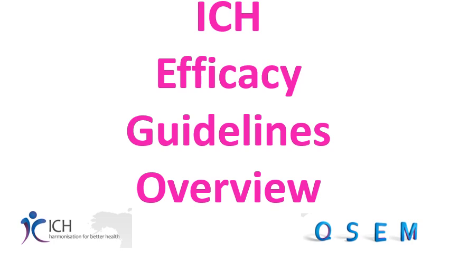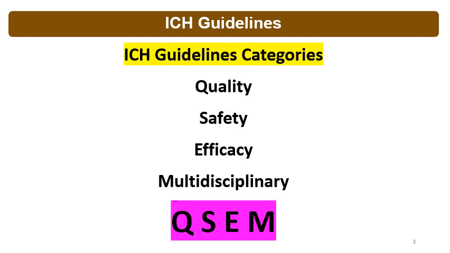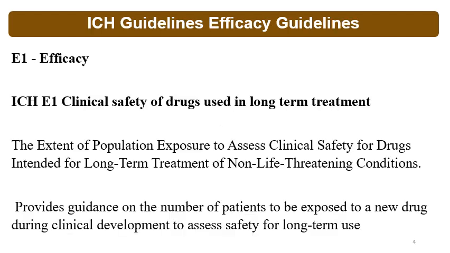In this video, we will see the ICH guidelines for efficacy as an overview. ICH has developed many guidelines which are related to the quality, safety and efficacy of the pharmaceuticals. Also, many of the multidisciplinary guidelines are there for safe and effective medicines. Mainly in this video, we are going to see the guidelines related to efficacy.